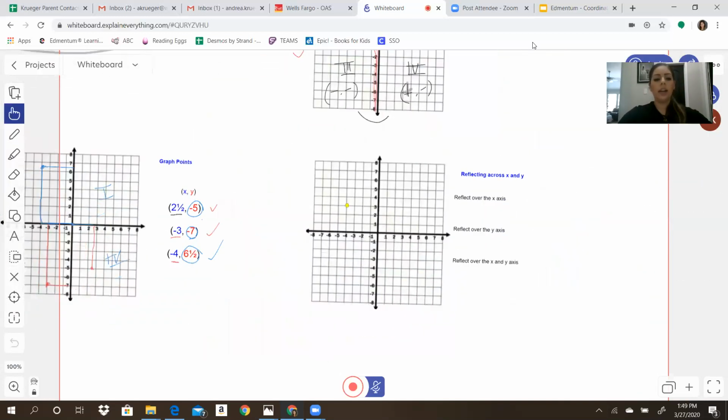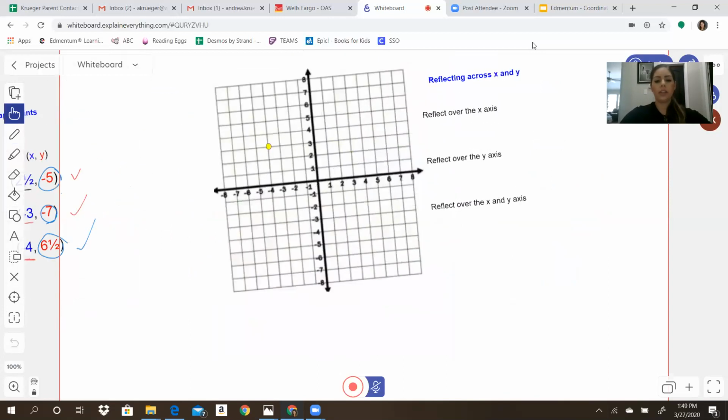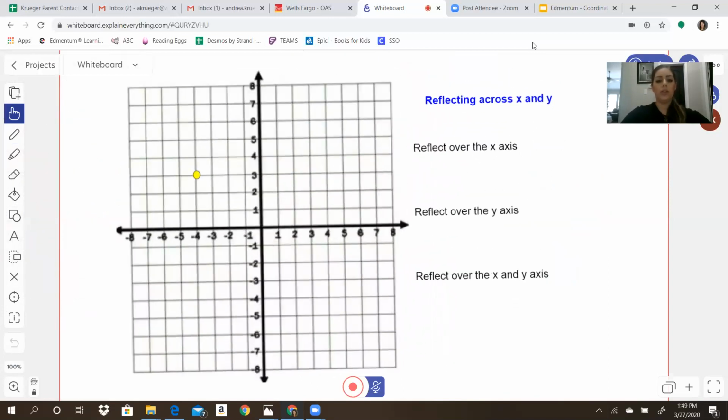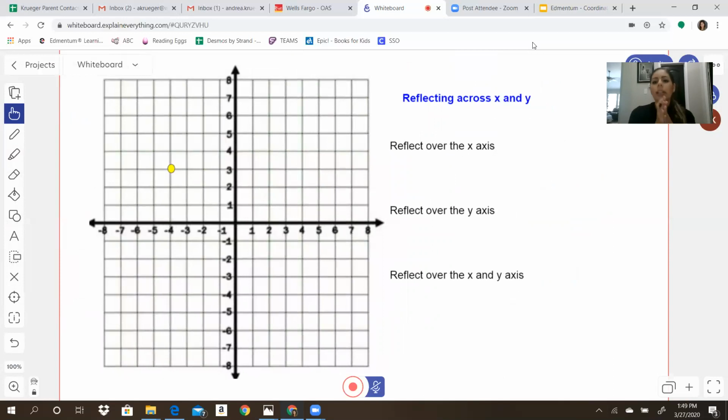So let's go over here to our final section, probably the one we're going to spend a little bit more time in, and that is reflecting across x and y. So reflect over the x-axis. I already put a point there for you. And now let's go ahead and jot down the ordered pair.